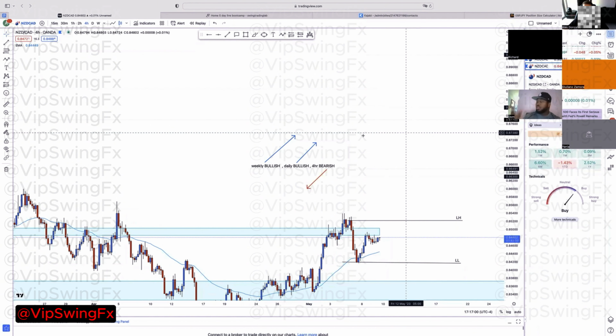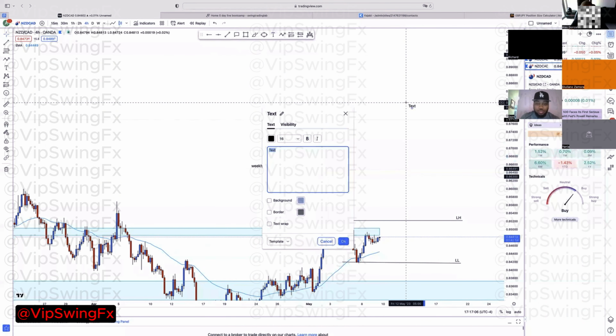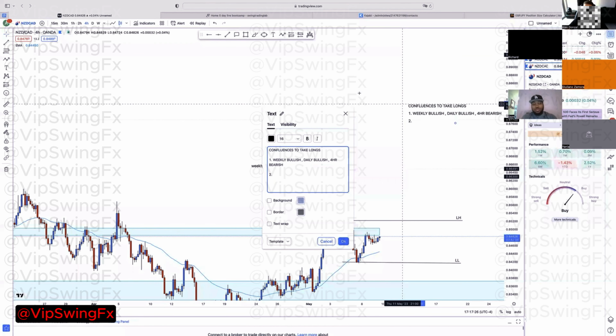Easy, right? Because all we need is 2 time frames in sync. Simple. So this is where I would pull out my confluences. So confluences to take longs: 1, we have weekly bullish, daily bullish, 4-hour bearish. And comes confluence 2.